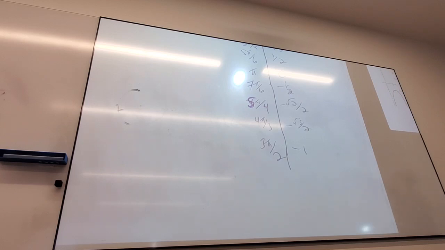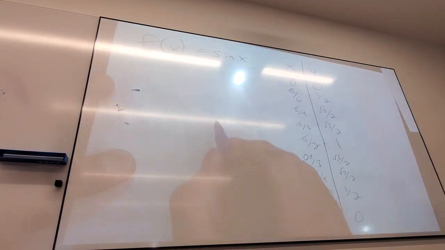But now I can graph this. We haven't done this yet. This is just a function. It's a freaky function. It's based on ratios of sides of right triangles, but who cares? It's a function with inputs and outputs. So I can graph this thing.